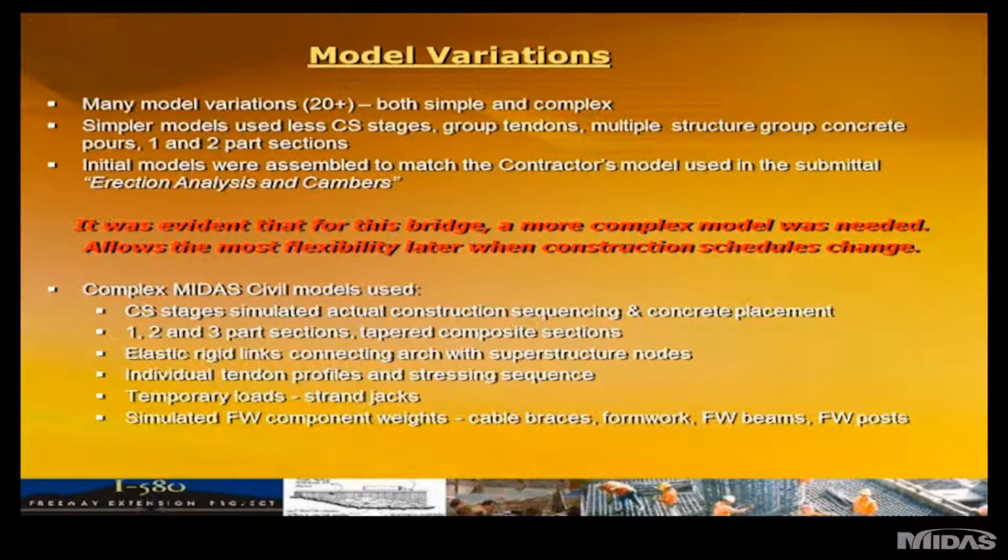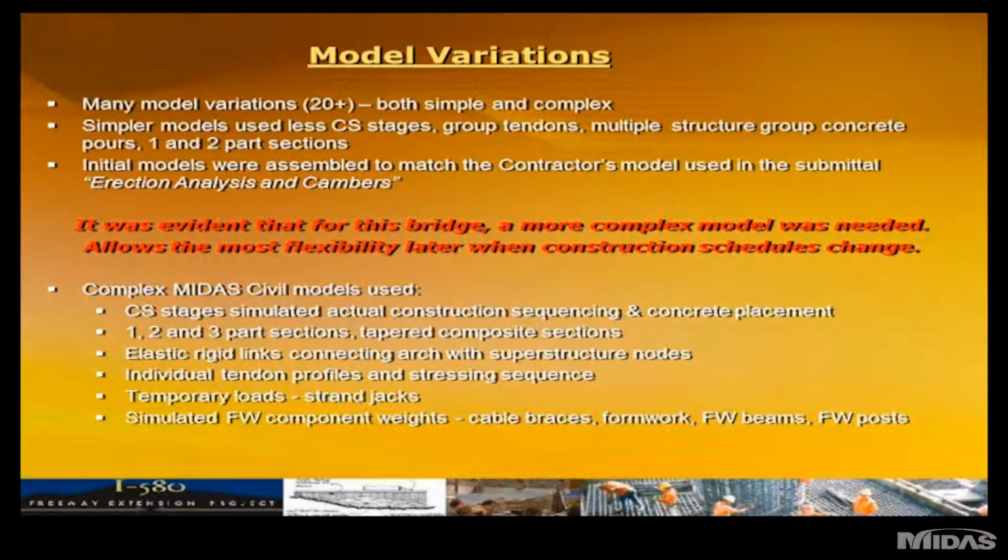So the Midas Civil models that I used, the construction stages I simulated and updated with the actual sequencing and placement on site. The elements, the arch rib and the superstructures, were all modeled in one-, two-, or three-part sections, tapered composite sections with elastic rigid links connecting the arch and superstructure nodes in the merged area. I used the individual tendon profiles and stressing sequence that was actually proposed on site.